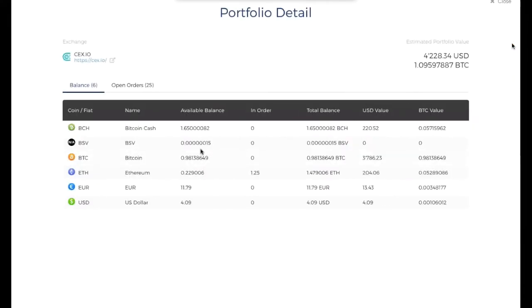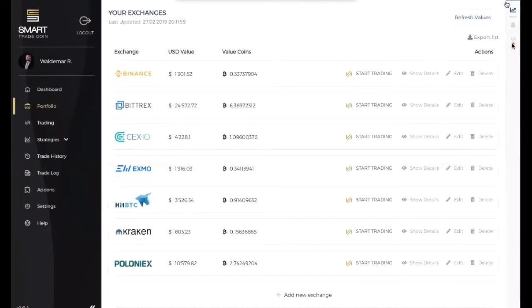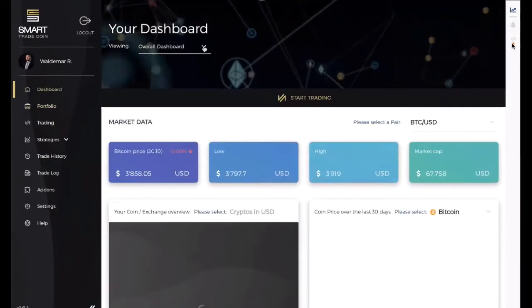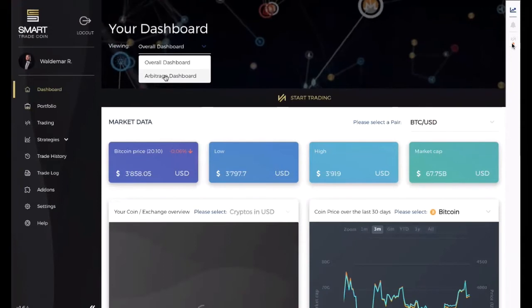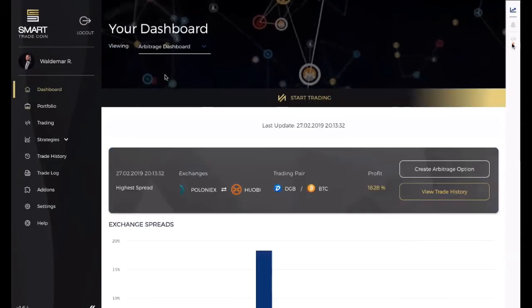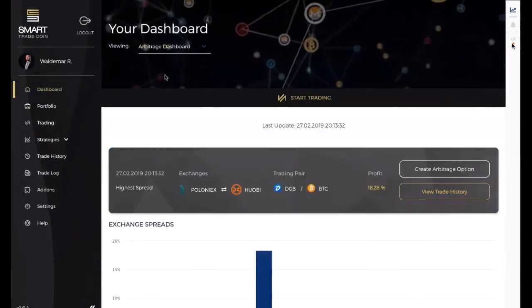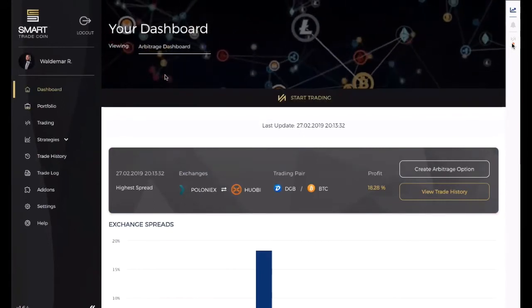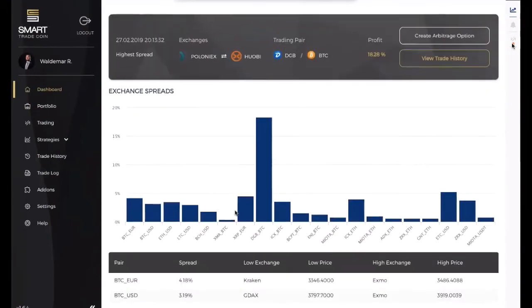Now the uniqueness is that we have not only convenience. We also have a basic arbitrage dashboard. What is arbitrage? I think everyone who is here more or less knows or has heard. Arbitrage is when there are different exchanges, and for example Bitcoin can have one price on one exchange and a different price for the same Bitcoin on another exchange. Why? It depends on the market, on the time zone, and to some extent on the demand.